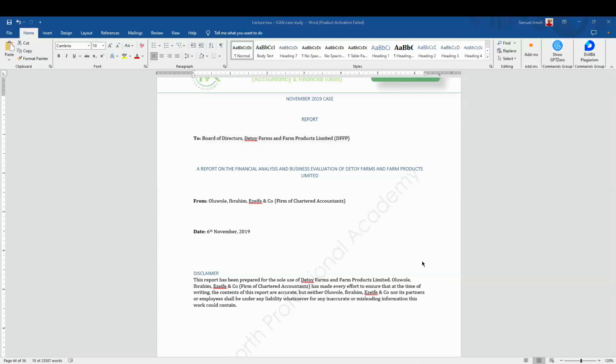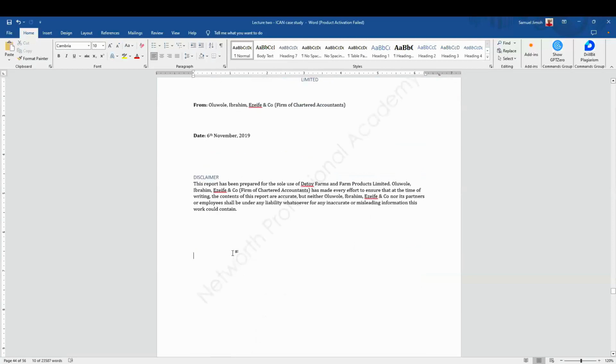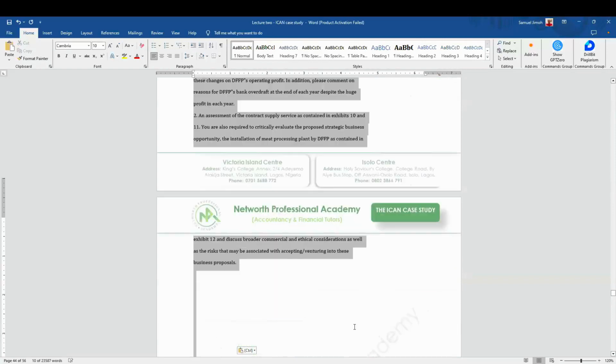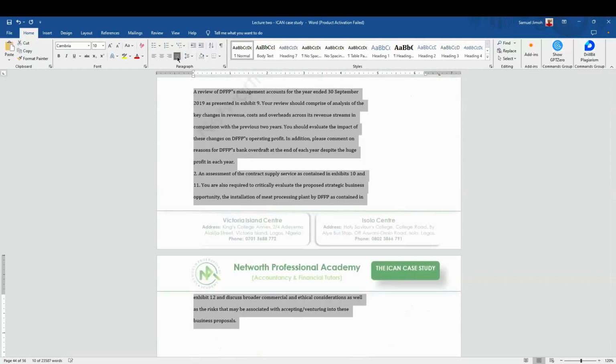So how can you do that? If you look at the two requirements, let me see if I can post the two requirements. If you look at the two requirements, you can pick the title of the report from it. Okay, right? So here are the two requirements.